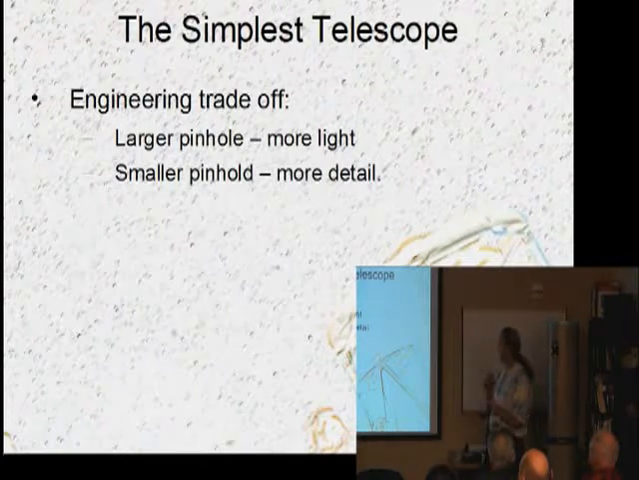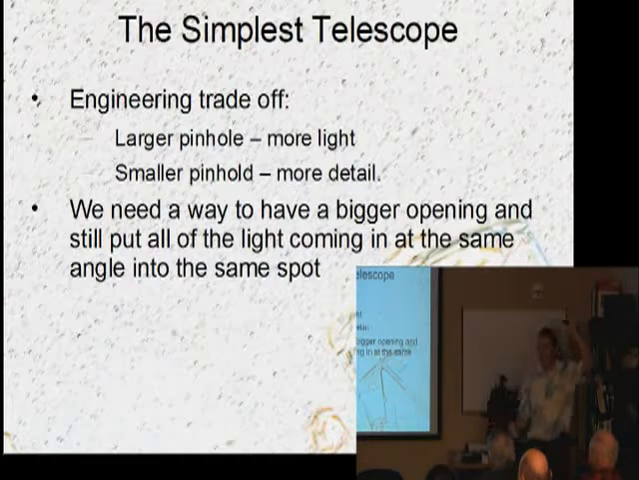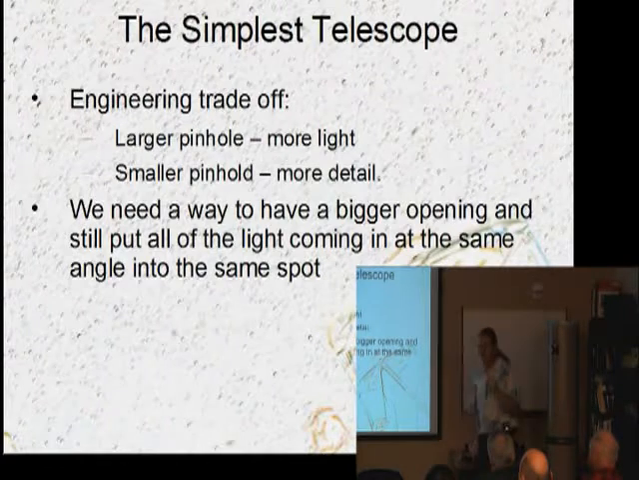So there's a trade-off. Wouldn't it be great if we could have a really big pinhole and still have small detail? Still have the small brush that we're painting with. So we need a way to have a bigger opening and still put all of the light coming in at the same angle onto the same spot. Yes?